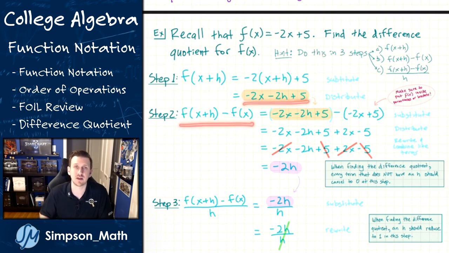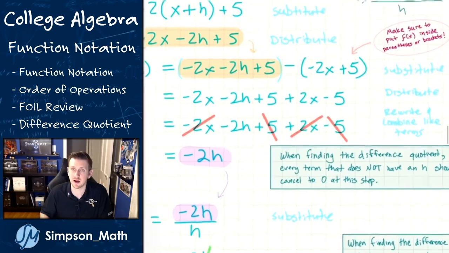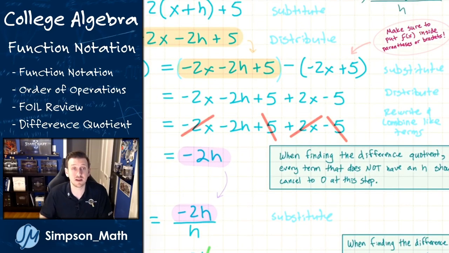Let's move on. Now we're going to subtract f of x from what we just found. So I'm going to minus f of x. Make sure we, again, put parentheses here because I'm going to have to distribute that negative. So now it's a positive 2x and then a minus 5. And then I rewrote it just for clarity, because notice things are going to cancel to 0. Negative 2x plus 2x cancels to 0. Plus 5 minus 5 cancels to 0.